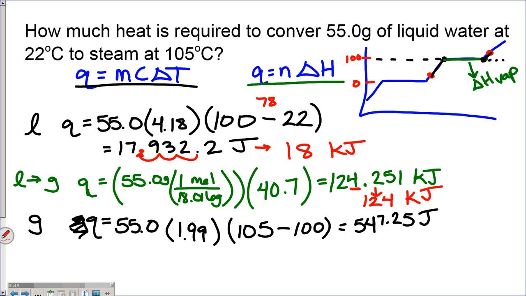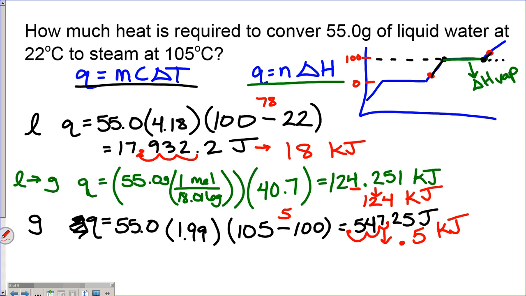Whereas on the last problem with a gas, this one gets a little funky. So we know we're going to change to kilojoules, so we're going to have to move 3 decimal places to the left from our original number. But the 55 has 3 sig figs. The 1.99 has 3 sig figs. If you subtract 105 and 100, that is 5 with no decimal places, which is only 1 sig fig. So when we round, we want to round to 1 sig fig. So this is going to be 0.5 kilojoules.